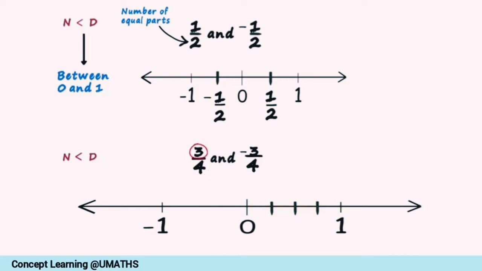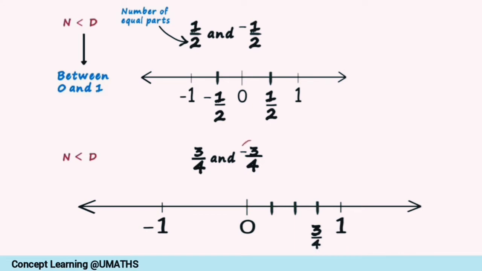Now we move to the numerator. What does the numerator tell us? The numerator tells us the number of parts from the number 0. The numerator is 3. We move 3 equal parts from 0. 1, 2, 3. So we mark 3 by 4 here.